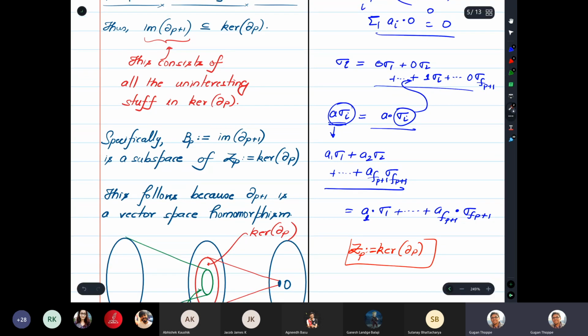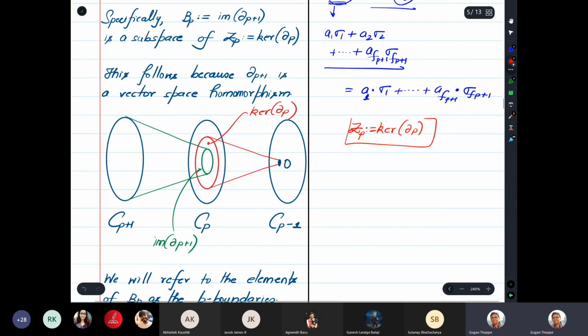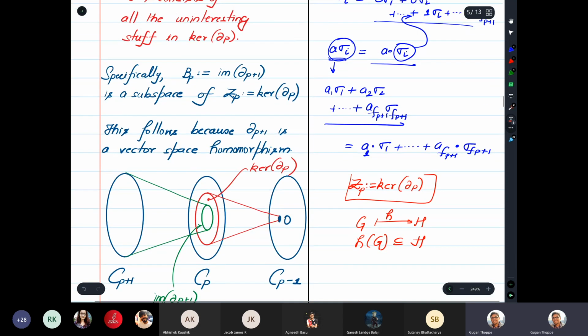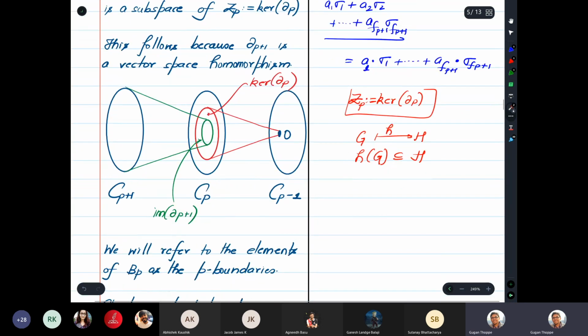Is this okay? And we have shown that image of daba p plus 1 is a subset of kernel of daba p, right? And in one of your exercises in assignment 1, you were asked to show that if you have two groups, let's say G to H, and you had a group homomorphism, then the image of G under little h is a subgroup of H. So this is something you were asked to show, right? So in similar spirit, what I am claiming is that, observe that you have this CP plus 1 here, right?